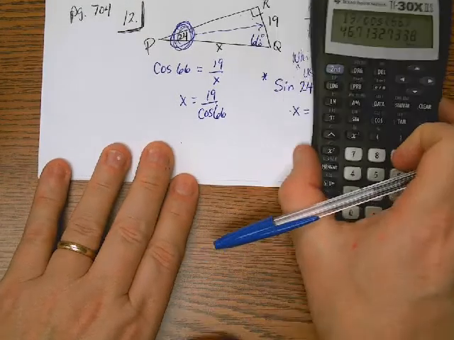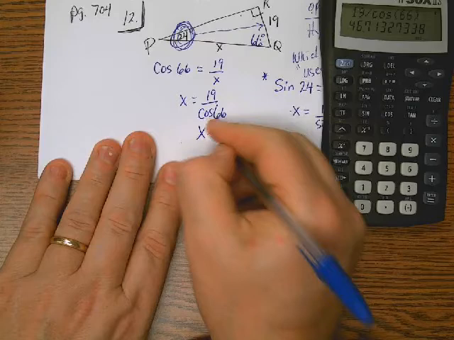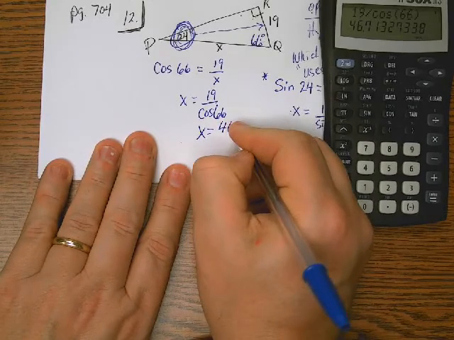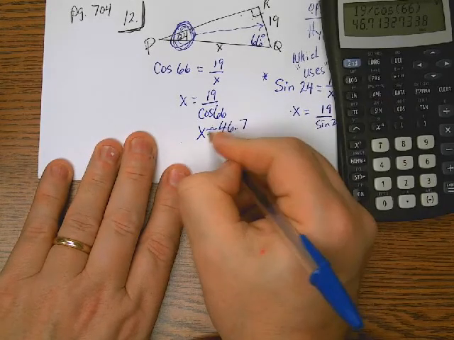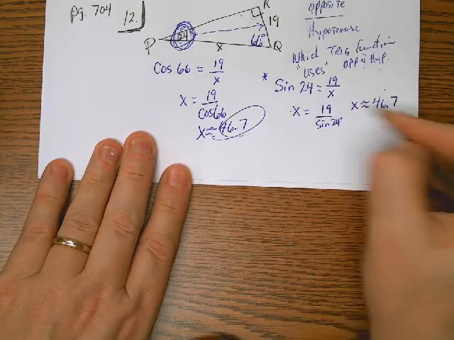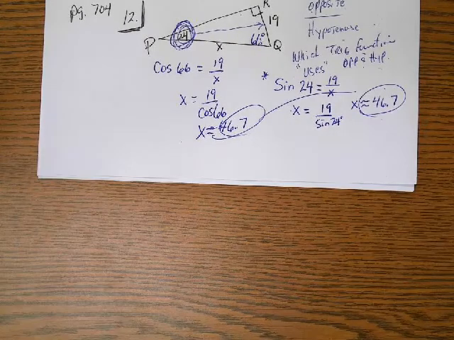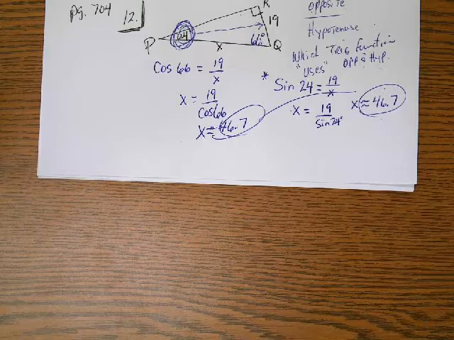Look at that. X is still equal to 46.7. Does everyone see what happened? Same. Because they are called co-functions. They are complements of each other.